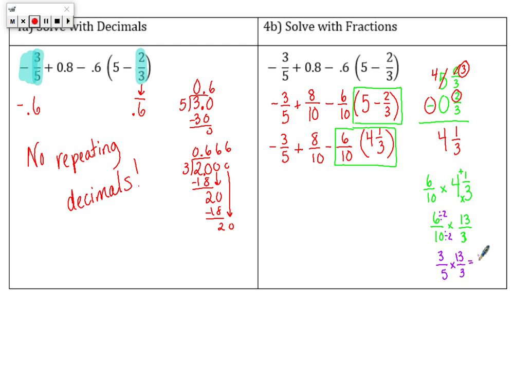Alright, 3 times 13 is 39. 5 times 3 is 15. 15 goes into 39 2 times, because I know 2 times 15 is 30. So if I subtract 30 from that, I'd get 9 left over out of 15. Well, hold up. I also know that 9 and 15 are divisible by 3. Therefore, the final answer will be 2 wholes and 3/5. So I'm going to write 2 and 3/5 here.